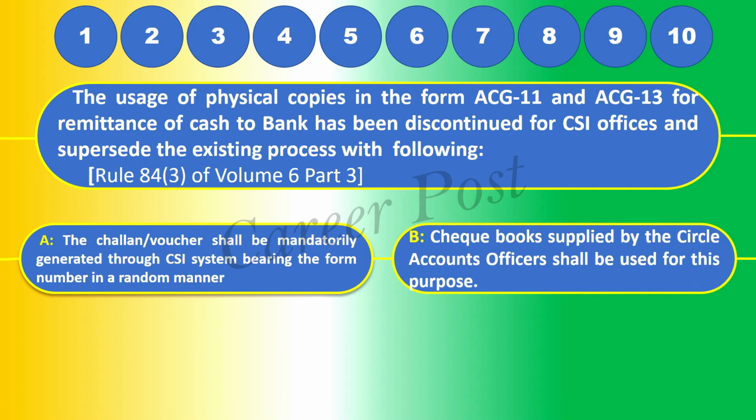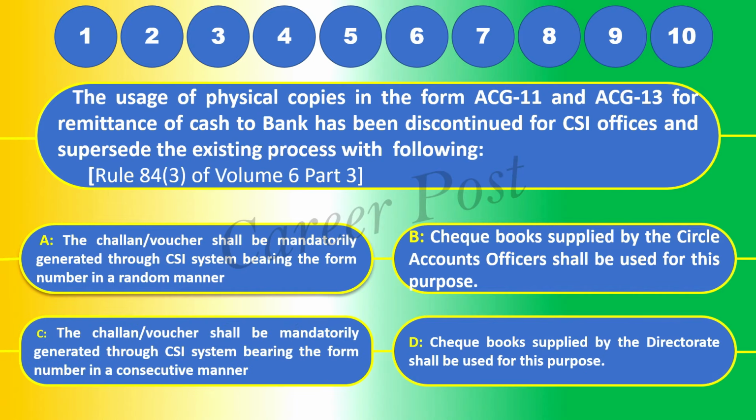What is the new procedure? You have to answer whether that is a challan or voucher shall be mandatorily generated through CSI system bearing the form number in a random manner. The form number is in random manner here. Voucher will be generated in the system. B. Checkbooks supplied by the circle accounts officer shall be used for this purpose. Whether checkbook should be used. C. The challan or voucher shall be mandatorily generated through CSI system bearing the form number in a consecutive manner. So it is consecutive manner. Here it is random, here it is consecutive. These both are same except this thing. D. Checkbook supplied by the directorate shall be used for this purpose. Here checkbooks are supplied by the circle accounts officer, here it is directorate. Your time starts now.